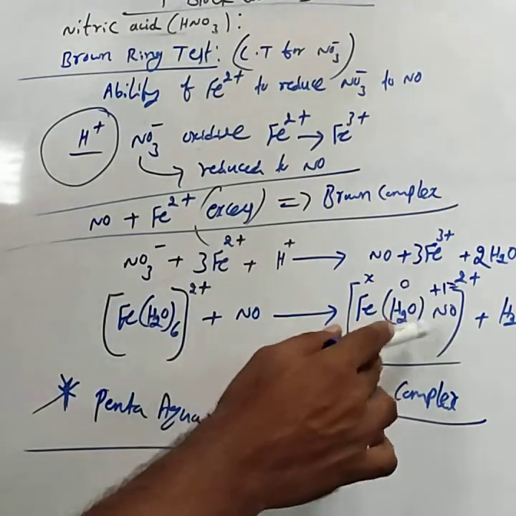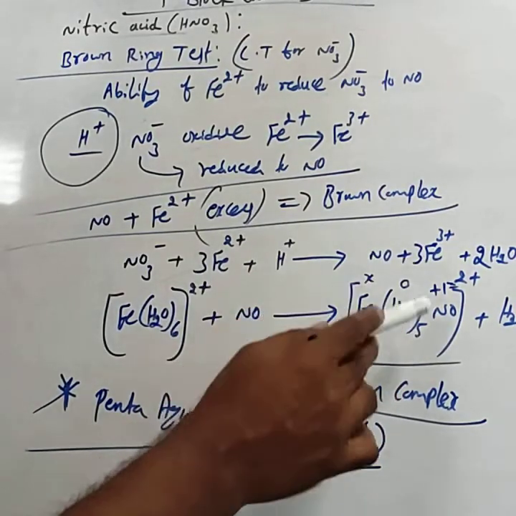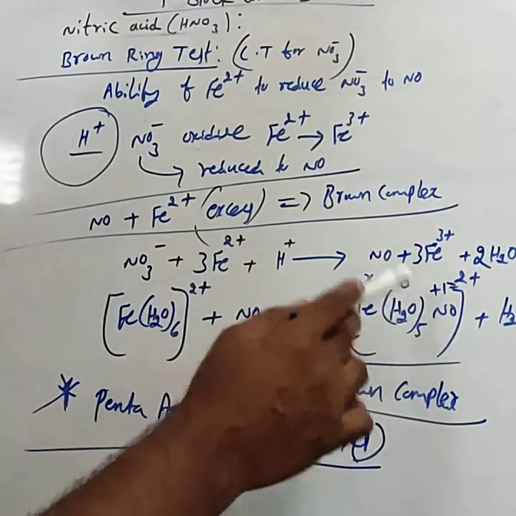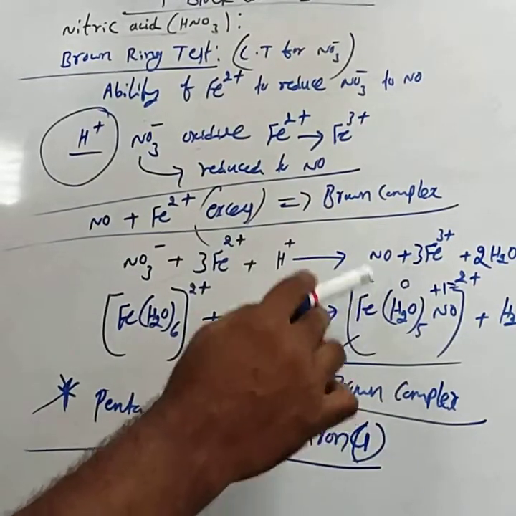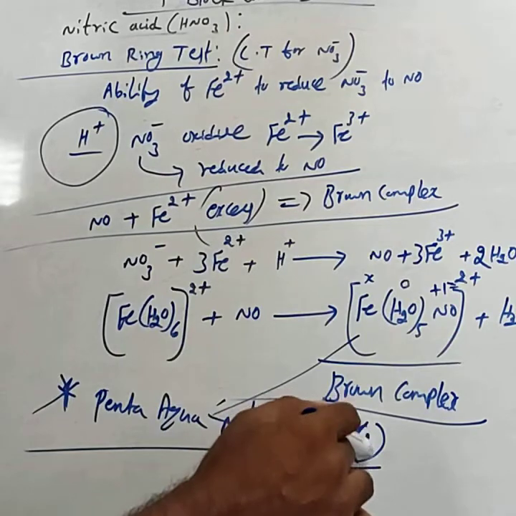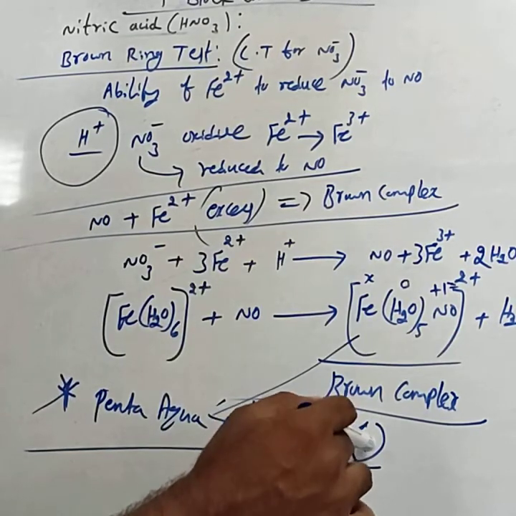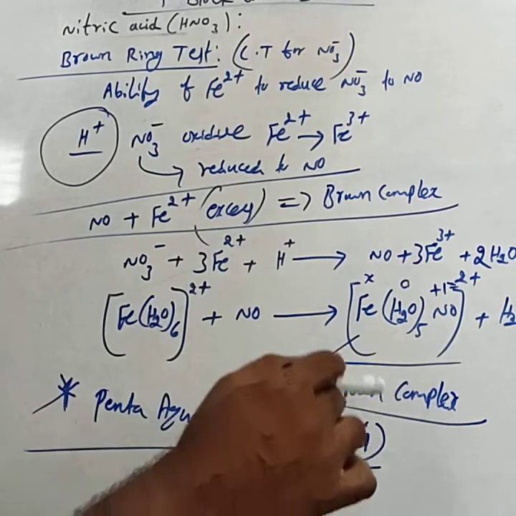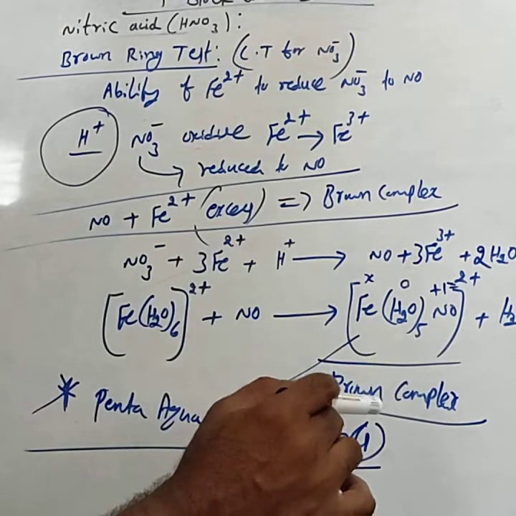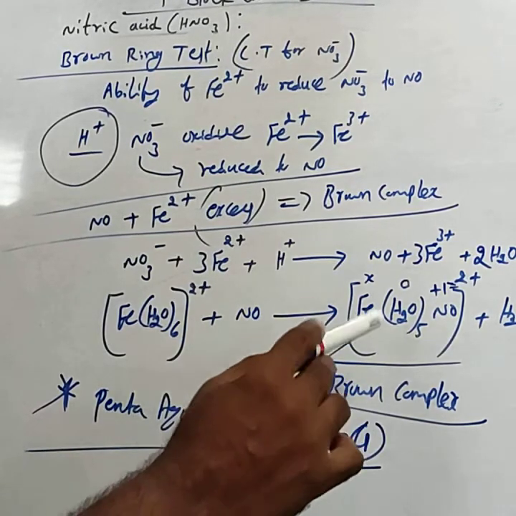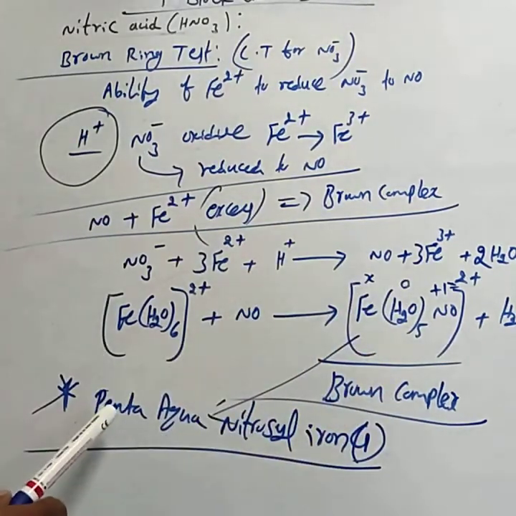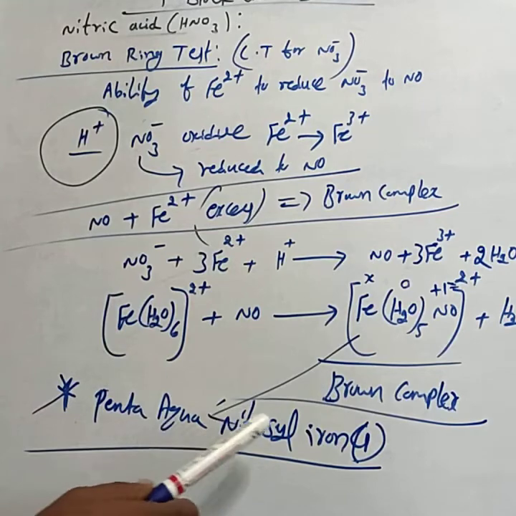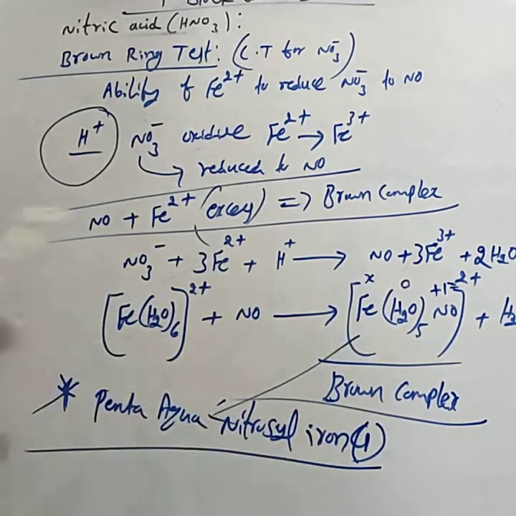Commonly it is called nitrosoferrous sulfate. The brown ring name is nitrosoferrous sulfate, but iron is present in the +1 oxidation state. Majority of the students consider it as +2. +2 is wrong. The iron oxidation state in the brown complex is +1. The IUPAC name of the brown complex is pentaaquanitrosyliron(I).